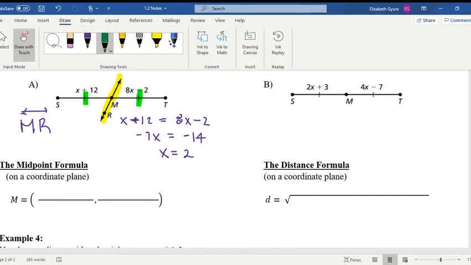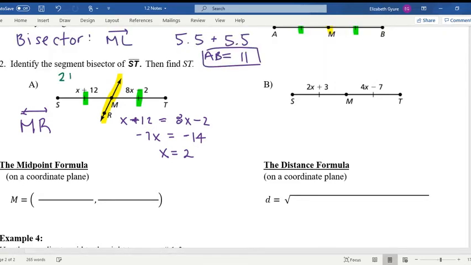So I'm going to plug 2 in. So over here, 2 plus 12 means that this measures 14. Plug it in over here as well. 8 times 2 minus 2, that's going to be 16 minus 2, which is also 14. Both parts are 14. That means we're good. And if both parts are 14, then the total is going to be 28 because it asked for the total here, ST. ST equals 28.